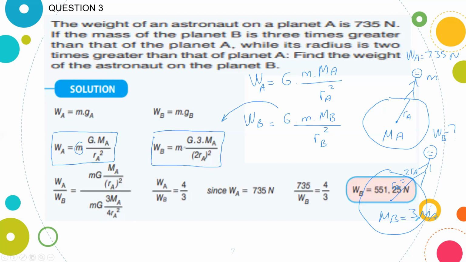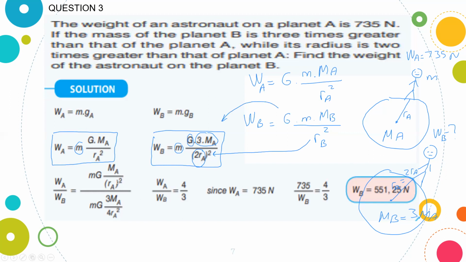Please check. M is still here. We don't have to touch it. G is here, it's fine. But for MB, you are writing 3MA. Why are we doing that? Because when you go to the next step, you can just cancel them. To cancel out, we are using everything with MA, everything on planet A, because we already know MB is 3 times bigger than MA. We are writing 3MA. And then for RB, we are writing 2RA. I hope it is okay.